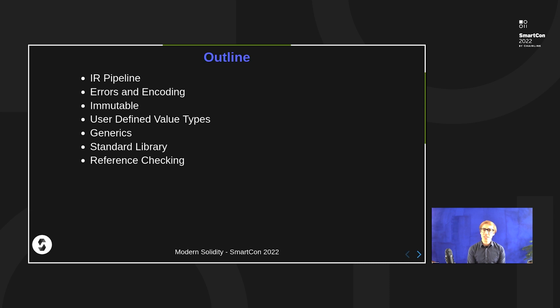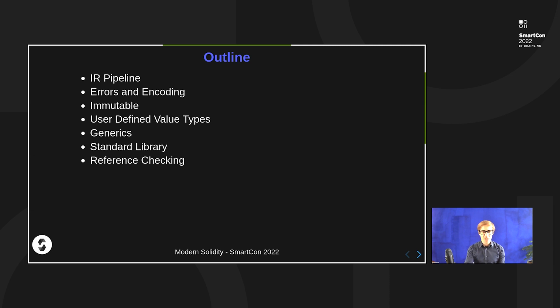And this leads up to generics that we want to add to the language, and a standard library that will make heavy use of the generics. And in the end, I want to talk to you a little bit about how we plan to optimize memory. One candidate for that is reference checking.